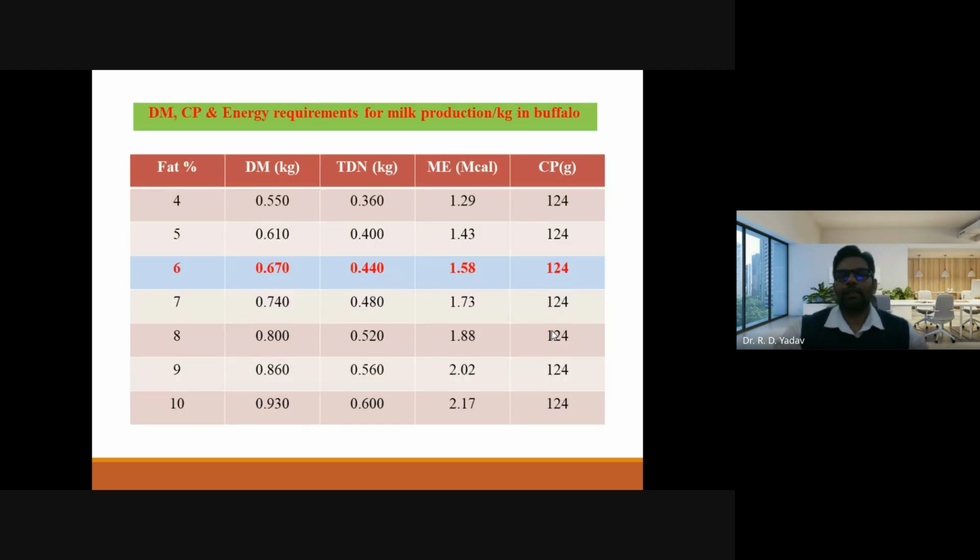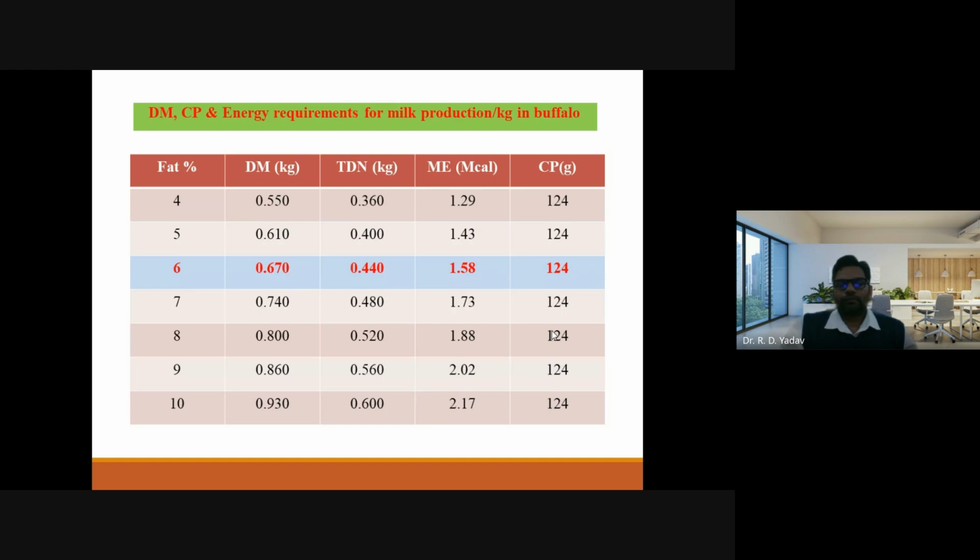So likewise, in case of buffalo, the DM, TDN, ME, and crude protein requirement per kg of milk production. For example, 6% fat we consider as standard fat in case of buffalo. So for 6% fat, the DM requirement for each kg of milk production will be 670 grams, and the TDN requirement will be 440 grams. ME requirement will be 1.58 megacalorie, and the CP requirement will be 124 grams.